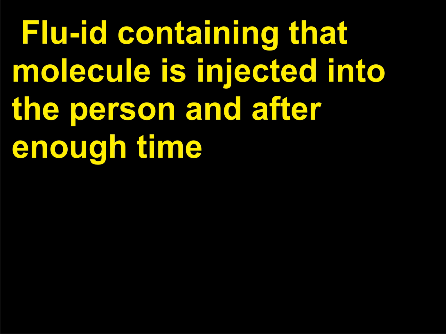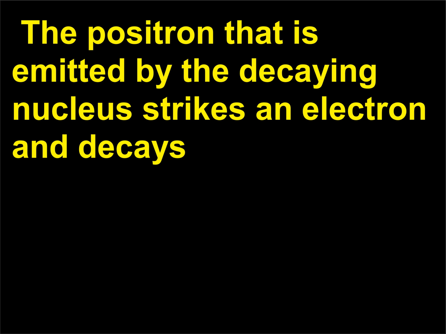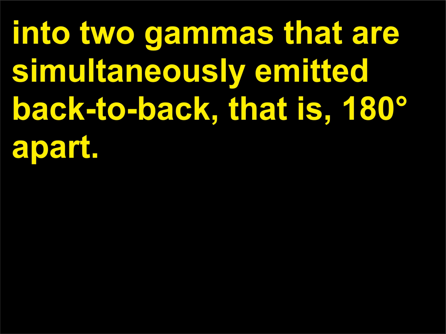Fluid containing that molecule is injected into the person and after enough time passes for the molecule to reach its target, the person is put into the PET machine. The positron that is emitted by the decaying nucleus strikes an electron and decays into two gammas that are simultaneously emitted back to back, that is, 180 degrees apart.